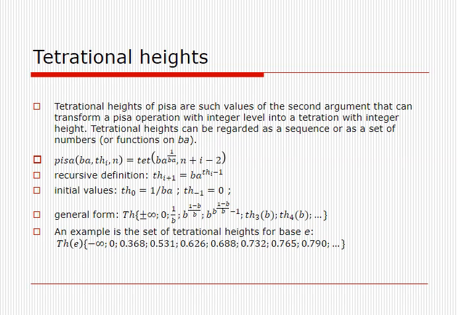Tetrational heights of Pisa are such values of the second argument that can transform a Pisa operation with integer level into a tetration with integer height. If the value of the height of a Pisa operation is not in the tetrational height set, then the result is not a tetration with integer height.